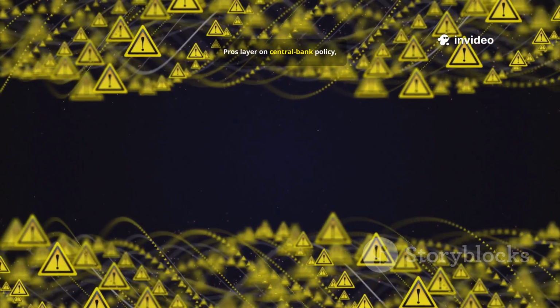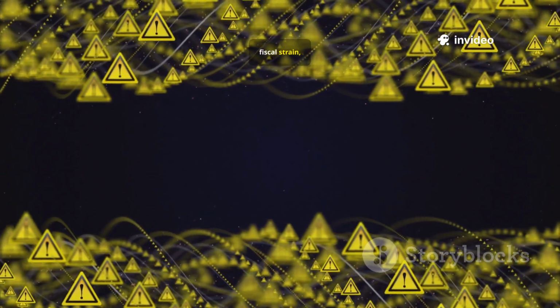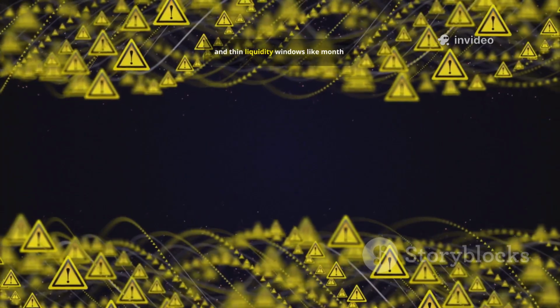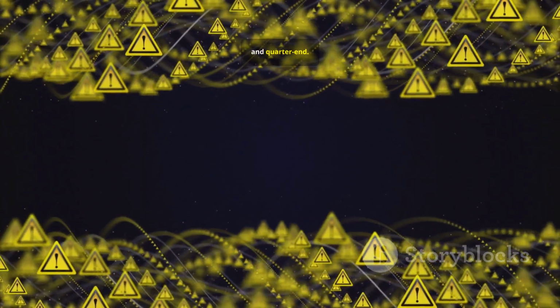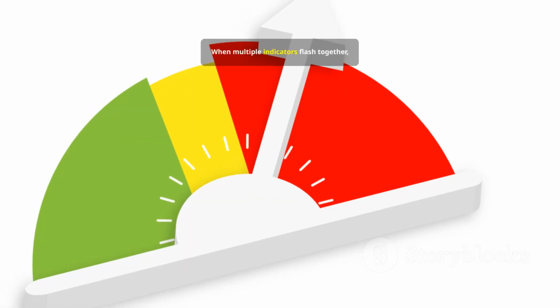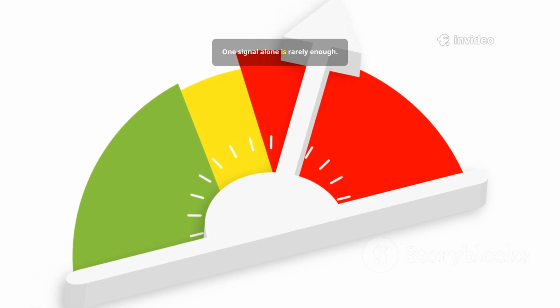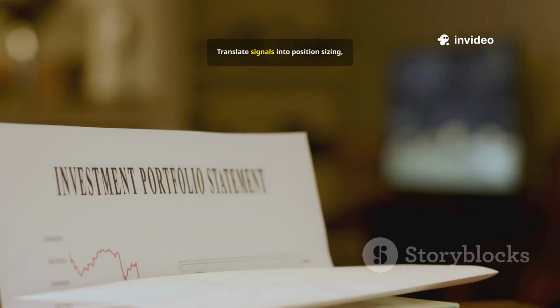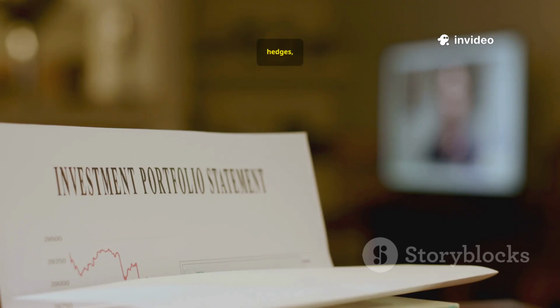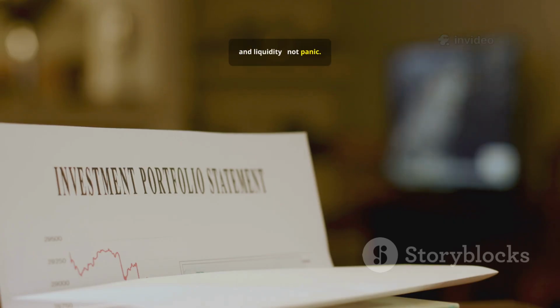Pros layer on central bank policy, fiscal strain, geopolitical shocks, and thin liquidity windows like month and quarter end. When multiple indicators flash together, risk rises. One signal alone is rarely enough. Translate signals into position sizing, hedges, and liquidity, not panic.